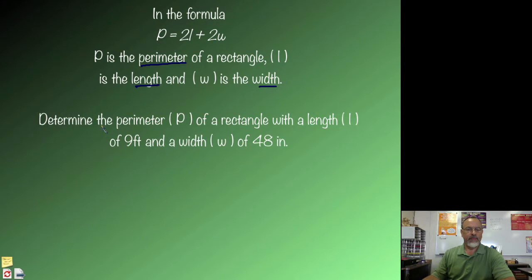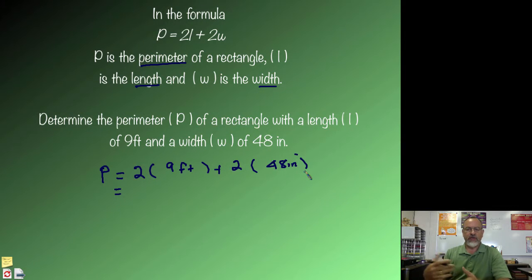Okay? Determine the perimeter. So again, my perimeter is my unknown, so I'm going to have to know what the 2 lengths are plus the 2 widths. All right, so then I can go ahead and substitute in the values that they give me. Now the length is 9 feet, and the width is 48 inches. Now, I notice here that I have feet and inches, so I can't work with that being different. Those both have to be the same.